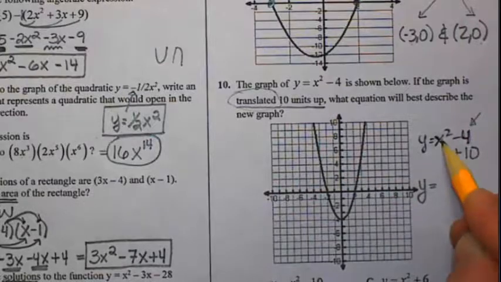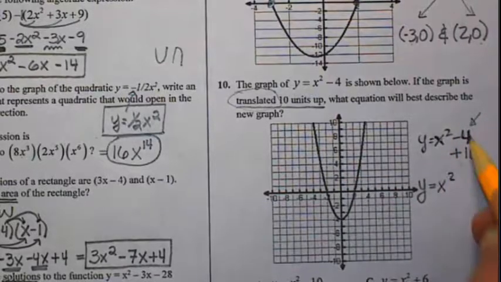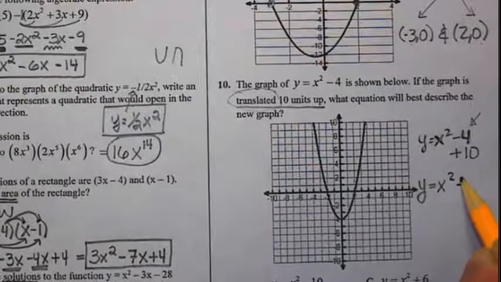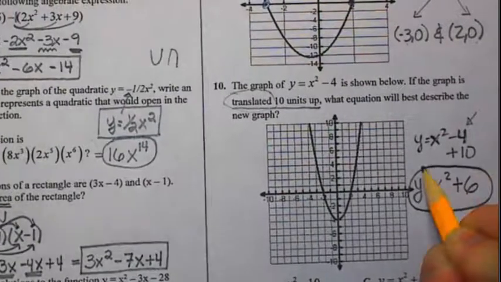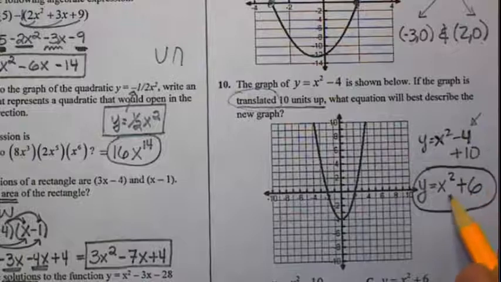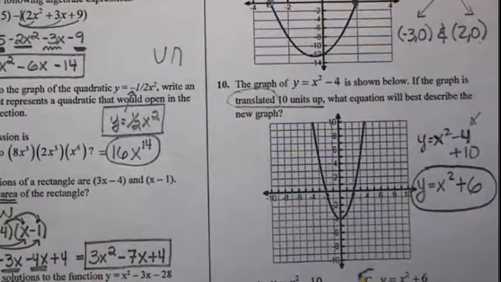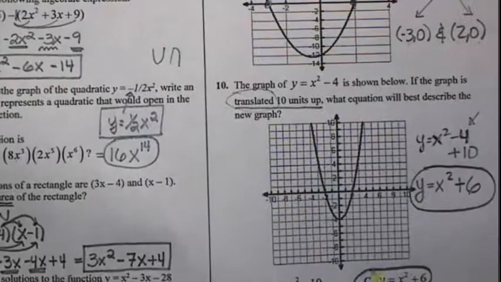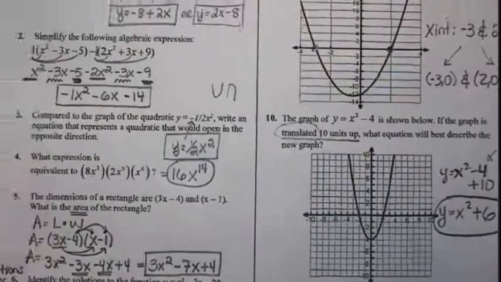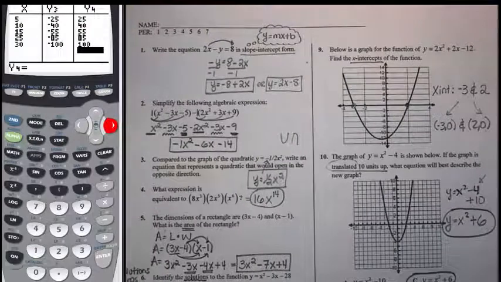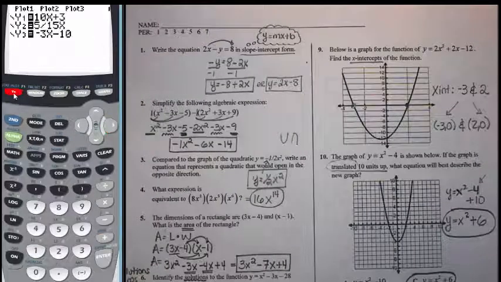So let's see. If I add 10 to the -4, -4 plus 10 is positive 6. So my new equation, my transformation, will be y equals x squared plus 6, which, as I look at the multiple choices, would be my answer. Okay, remember that you have a calculator. The calculator can help you to check your answers by pressing the Y button.